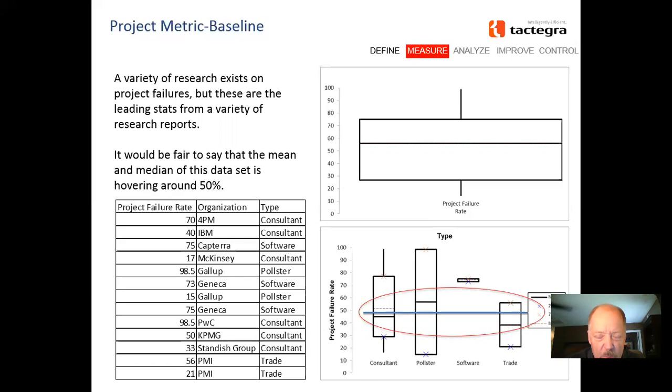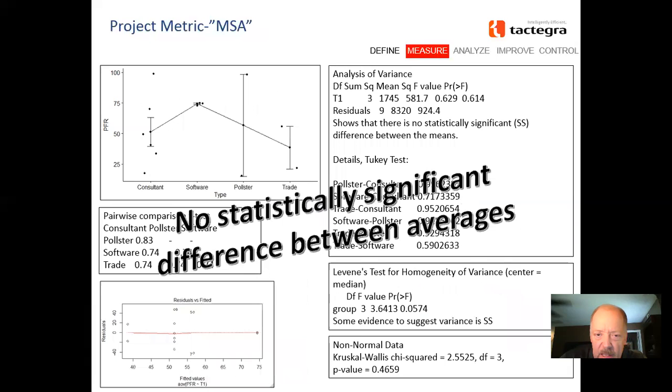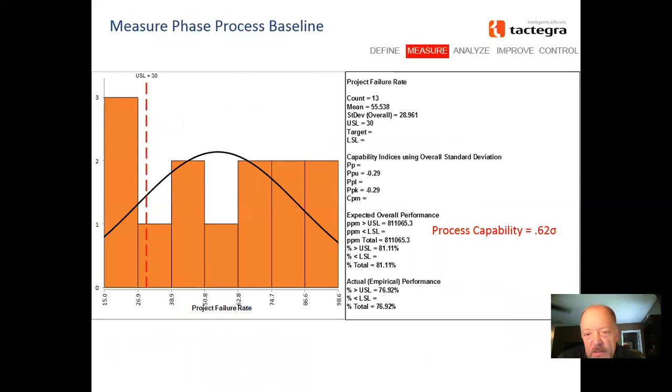And then what we wanted to see was whether there really was a statistical difference between these four groups. And what we found out was there really was no statistical significance between the four groups. So that was just going to maybe potentially take us down a path to look at those four different areas to see if there was a difference. The next thing we wanted to do was establish our process capability. So given all the data that was there, we were basically at a 0.62 sigma.